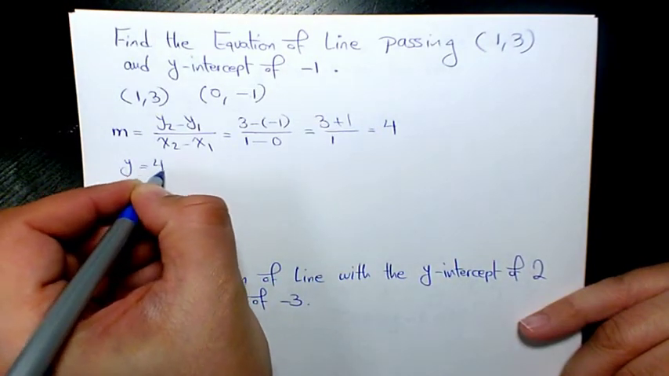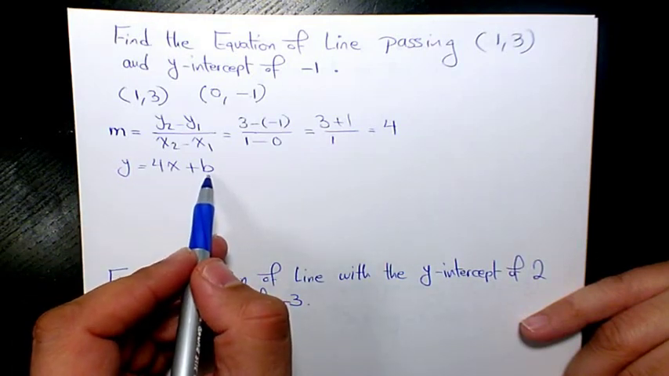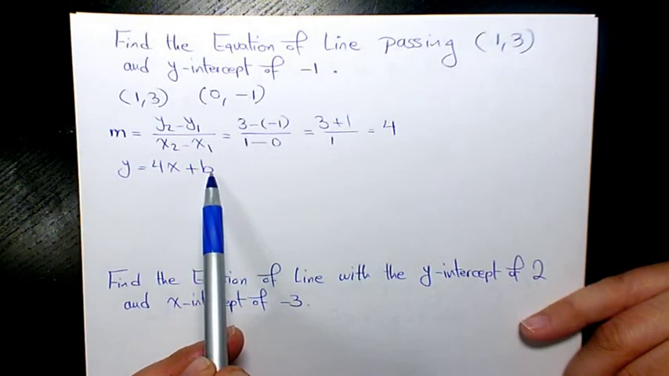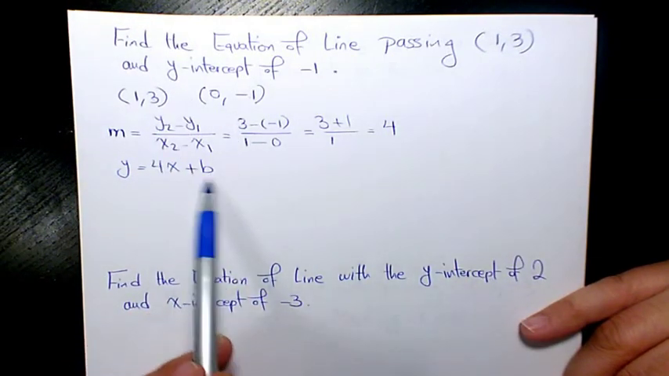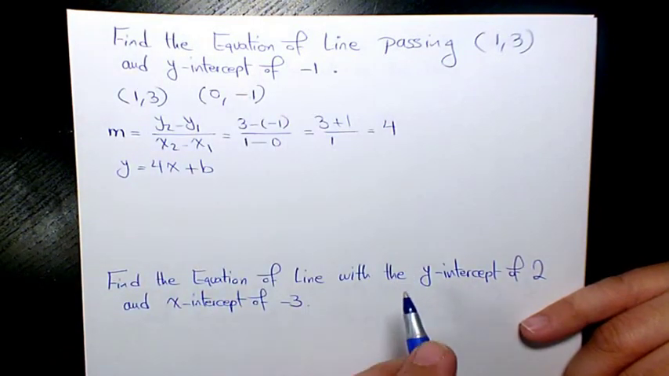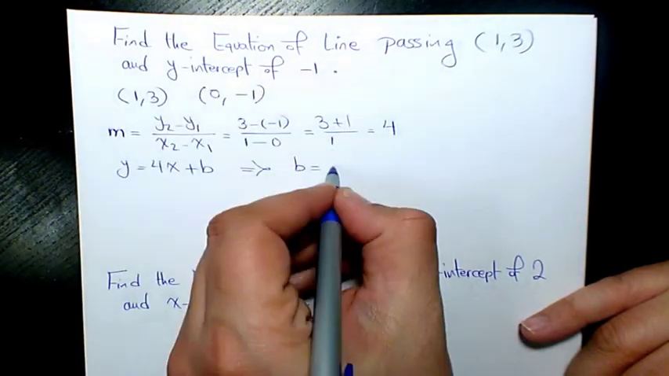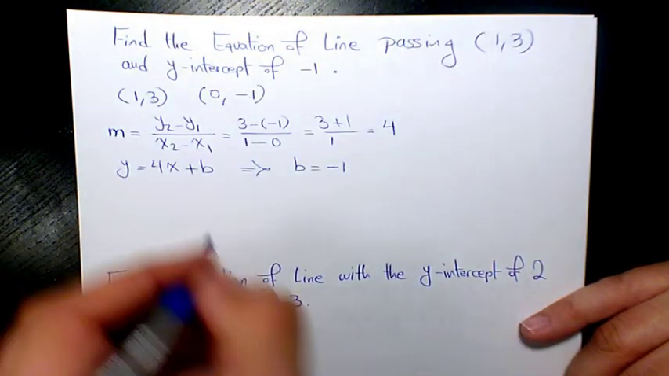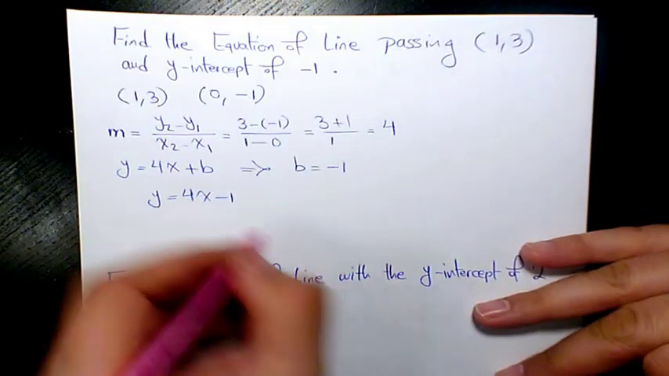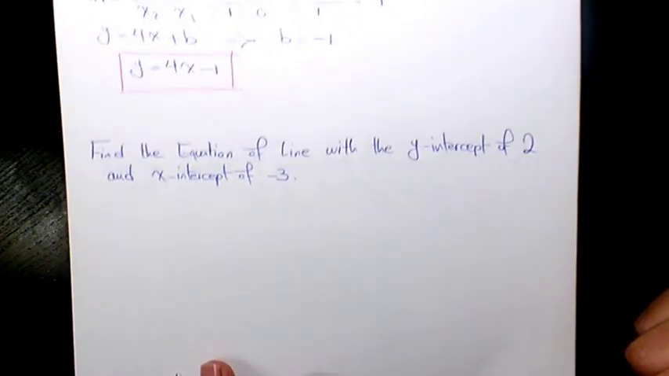Y equals 4x plus b. Now how to find b here? We can sub this point in here to find out the value of b, but as you know, b is the y-intercept, and y-intercept of this equation is already given, so we don't really need to solve it because that's already given, which is equal to negative 1. So the equation is going to be y equals 4x minus 1. That's the equation of line. Next example.